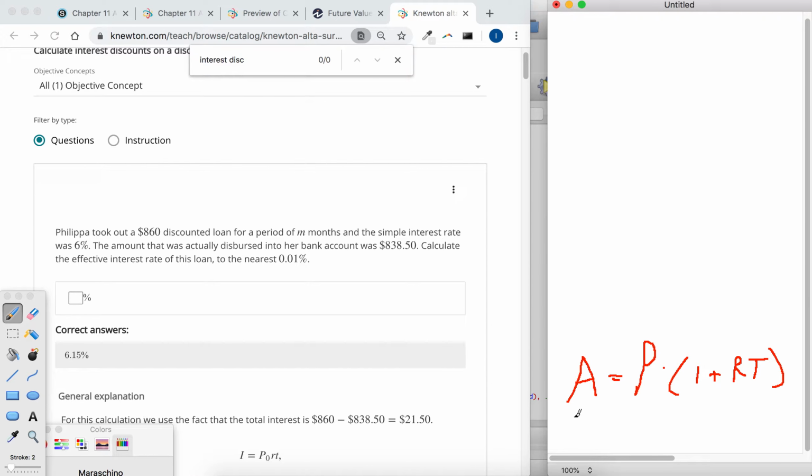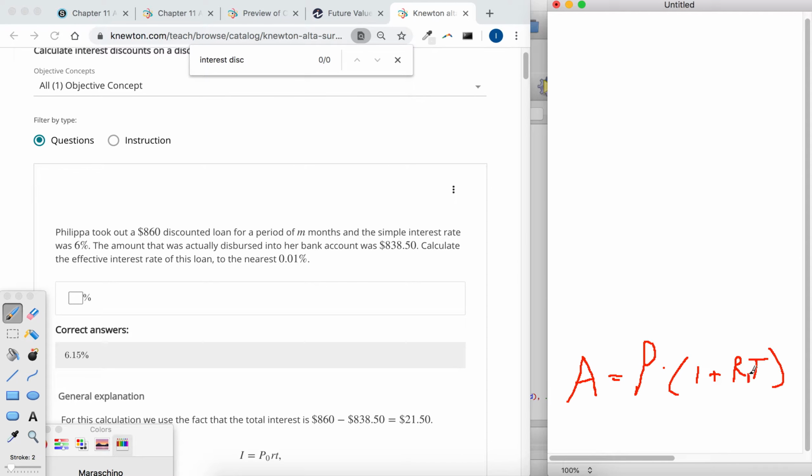Okay, so Felipa took out a $860 discount loan for a period of n months, and the simple interest rate was 6%. The amount that was actually dispersed in her bank account was $838.50. So the loan was for $860, but some of that money went to interest. Okay, so calculate the effective interest rate. Let's see, we got A is 860, P is 838.50, R is the simple interest rate, 6%, so we don't have R, the effective interest rate.